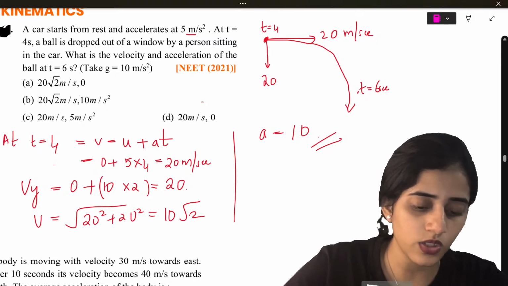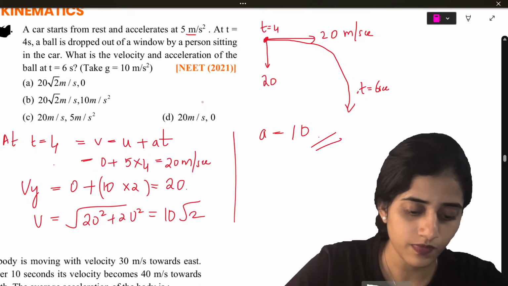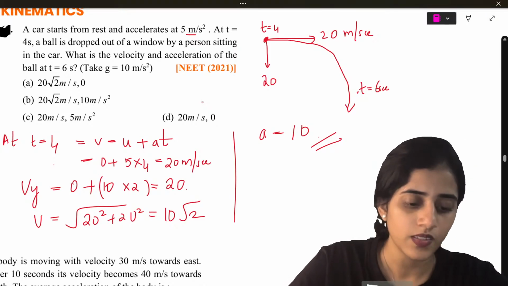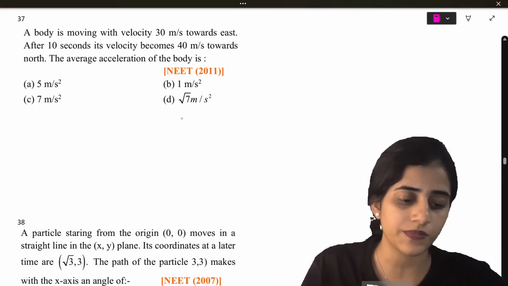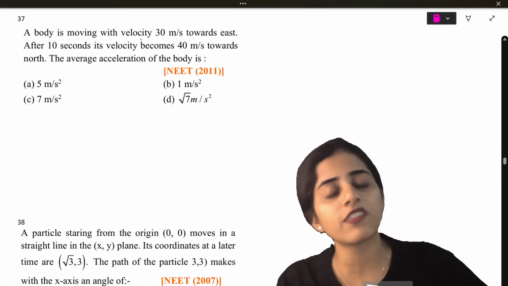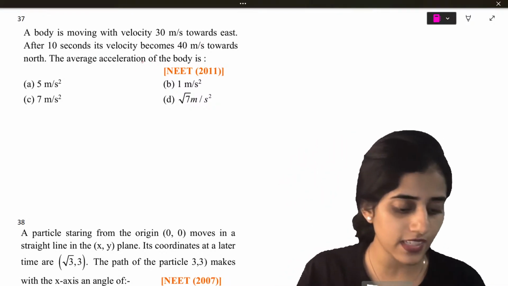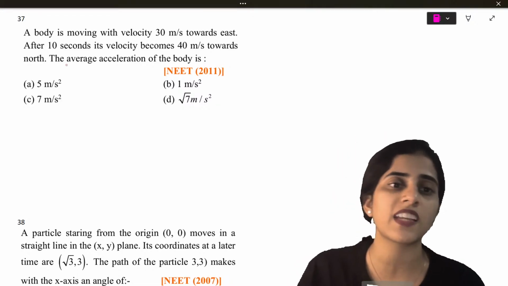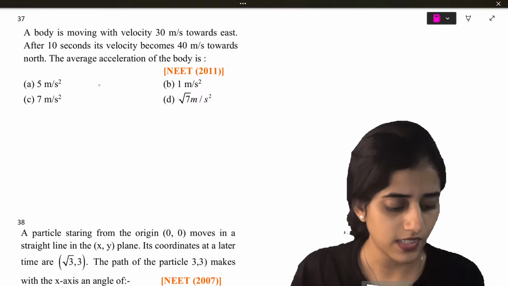Is this clear to all of you? Okay, very good. Let's move on to the next question. A body is moving with a velocity of 30 meters per second towards east. After 10 seconds, its velocity becomes 40 meters per second towards the north. The average acceleration of the body is?